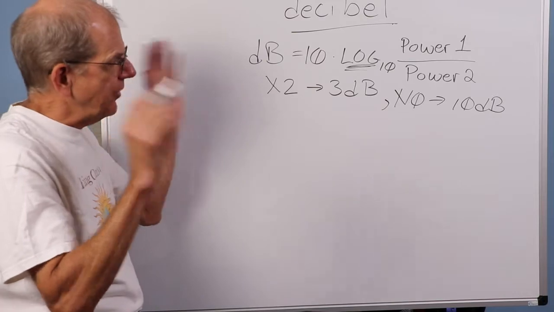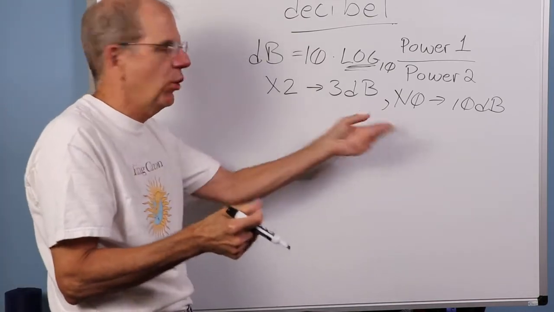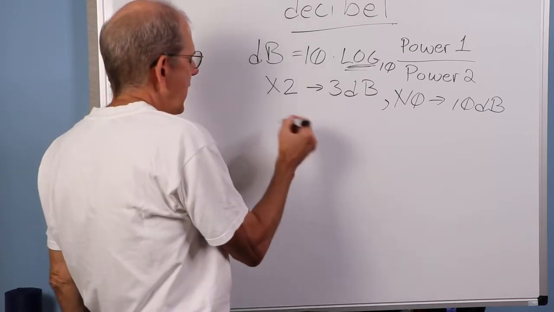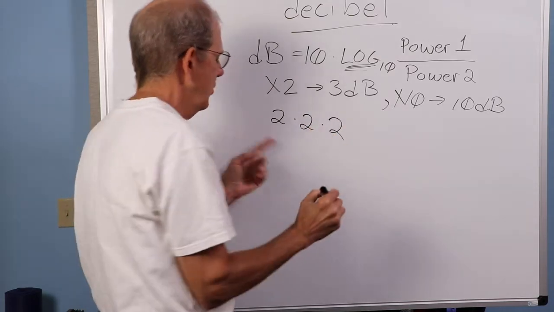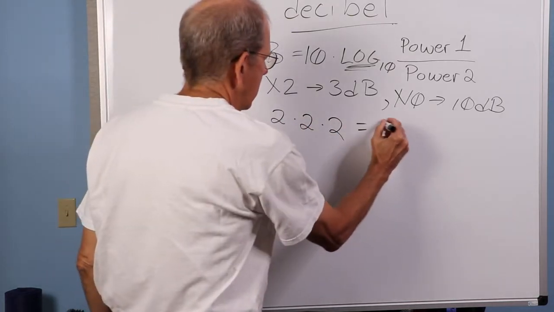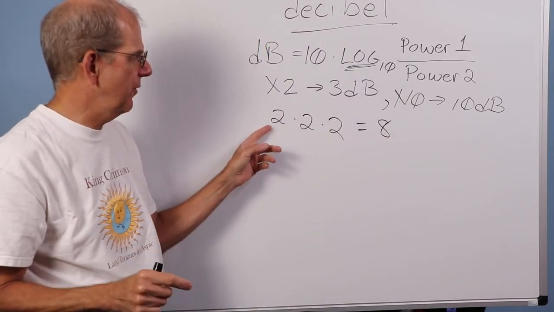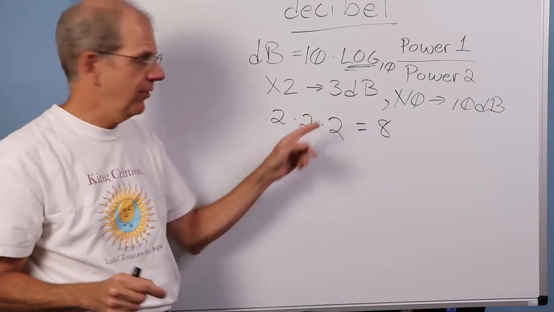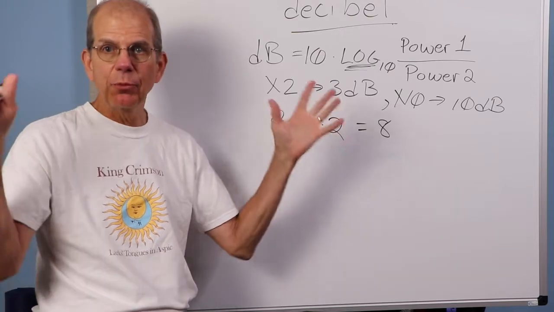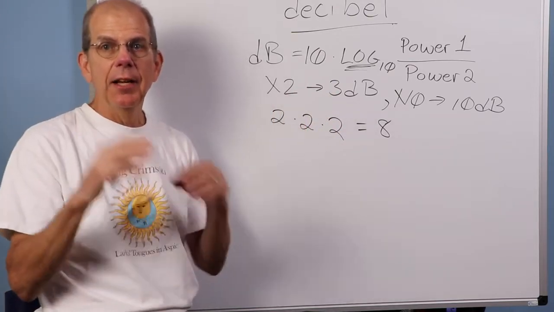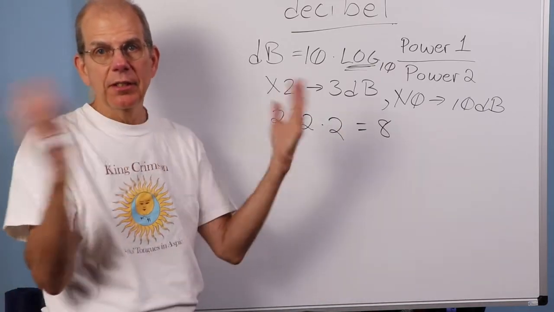So I say, okay, what's 8 in terms of factors of 2 or factors of 10? Well, I could say that's equivalent to 2 times 2 times 2. 2 times 2 is 4 times 2 is 8. So what I do is each of these factors of 2 turn into 3 decibels, and each of these multiplies turns into an add. Again, logs reduce the strength of the computation.